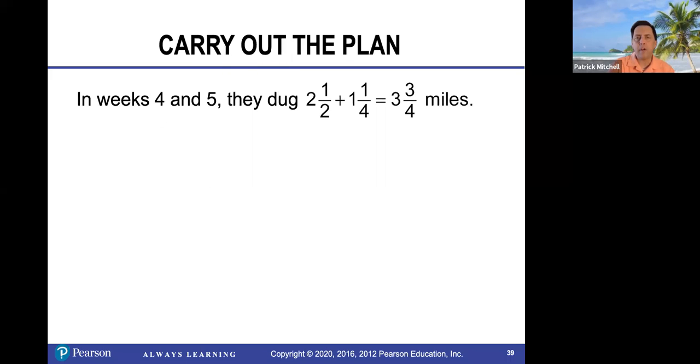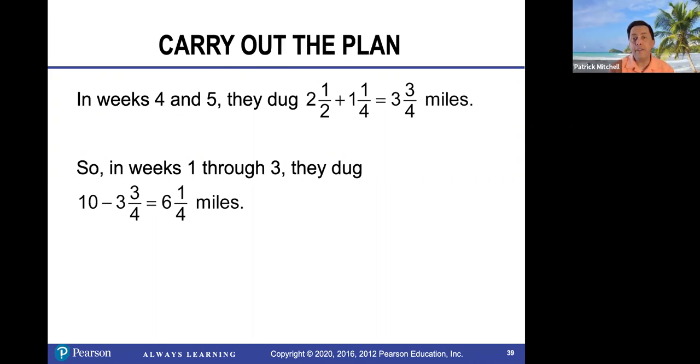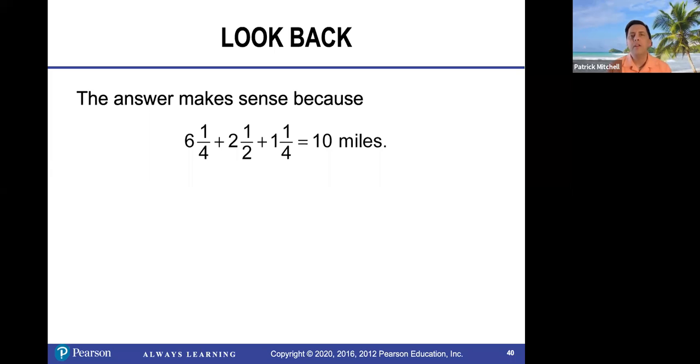So we'll work backwards. In weeks 4 and 5, they dug a total of 3 3/4 miles, right? Because 2.5 plus 1.25 is 3 3/4. That means in weeks 1 through 3, they must have dug 10 minus 3 3/4, which is 6 1/4 miles. So in weeks 1 through 3, they dug a total of 6 1/4 miles. Looking back, that answer makes sense because 6 1/4 plus 2 1/2 plus 1 1/4 does come out to 10.